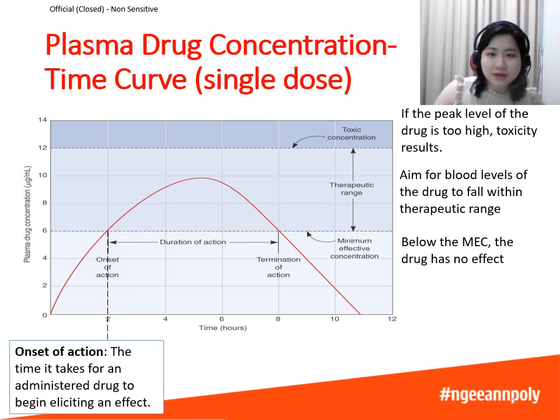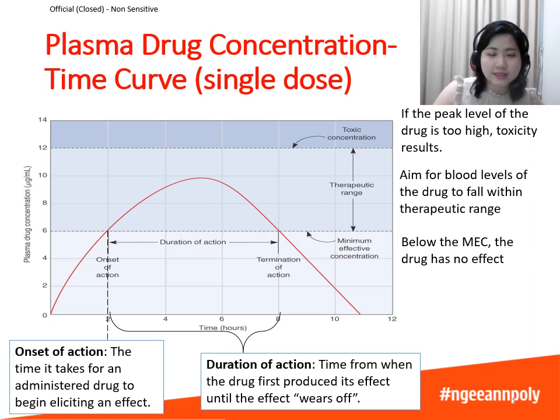The plasma drug concentration remains above the minimum effective concentration until 8 hours. This is the duration of action. Since the drug is effective from hours 2 to 8, the duration of action is 6 hours.